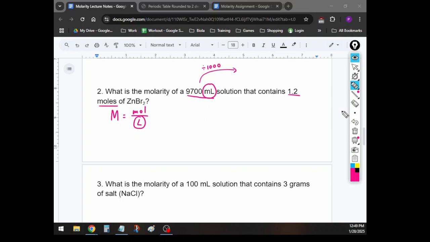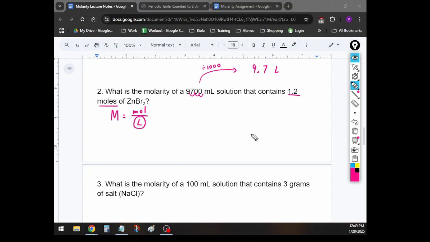Another way you can do it, if you guys want to not do any math, just find the decimal point for milliliters, move it 3 times to the left. That's dividing by 1,000. Just the way the math works. It's 9.7 liters. If you don't believe me, you guys can plug into your calculator, do 9,700 divided by 1,000. Either way, you're going to get 9.7.